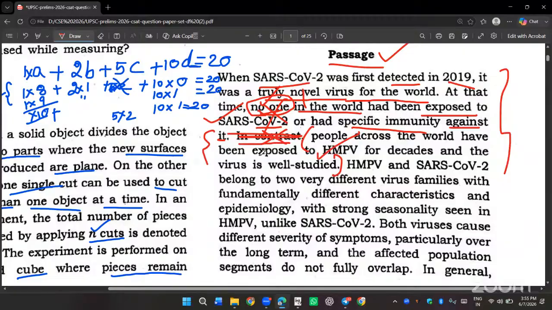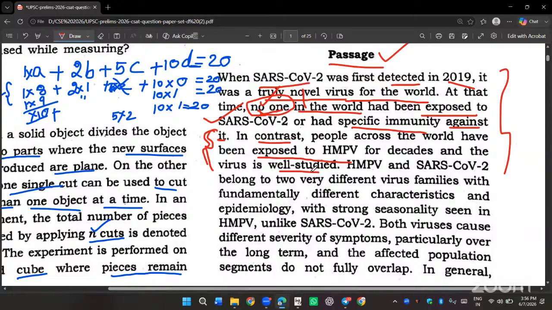If you remove this in contrast, but if you put this, then the author has compared these two viruses and he made a conclusion. He has made a conclusion about the difference between the novel virus, the new one, and the old one to which people were exposed. That's all. From the beginning, I am seeing these kinds of questions.